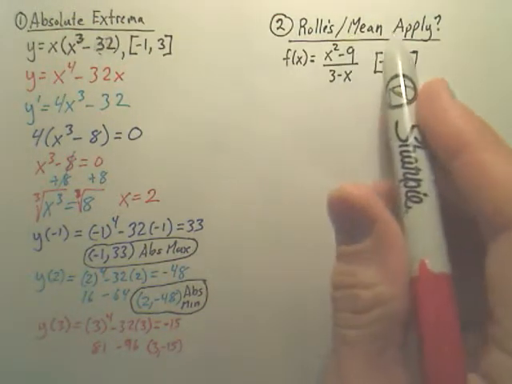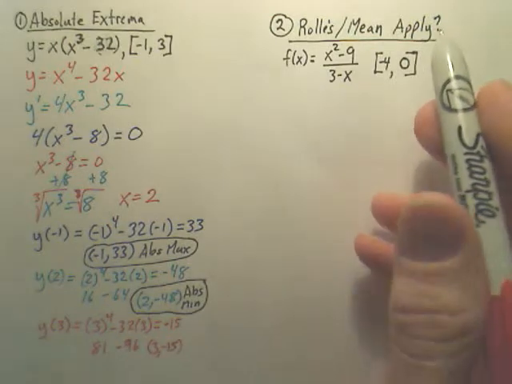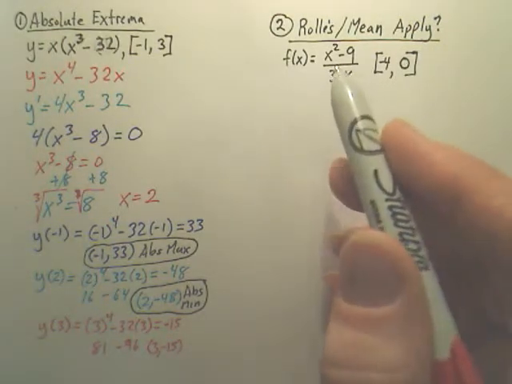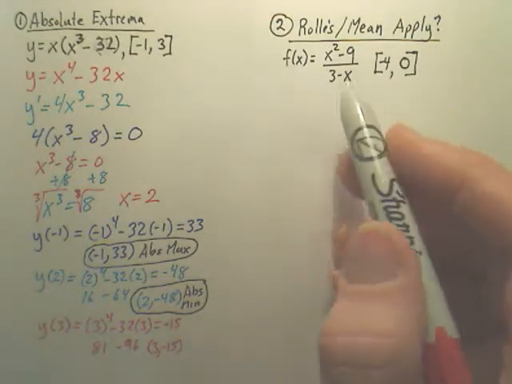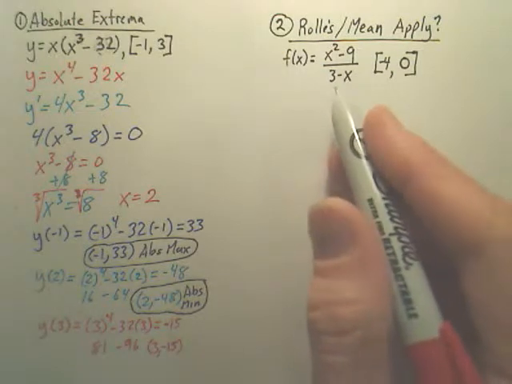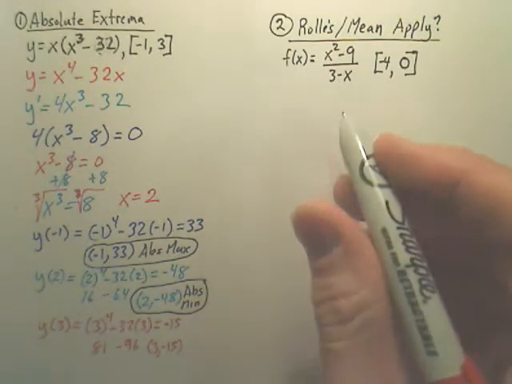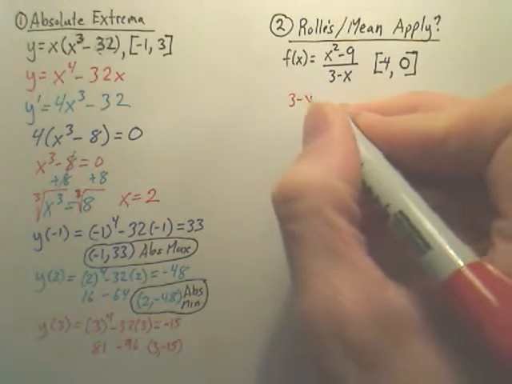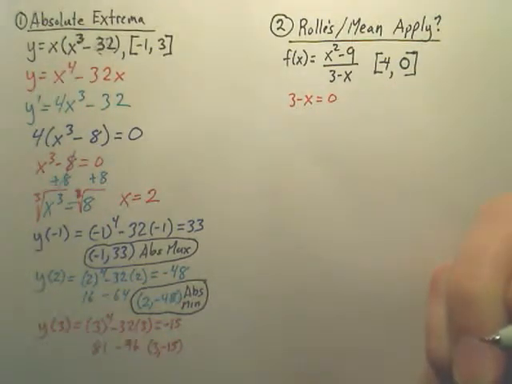Does Rolle's or the mean value theorem apply? Which one applies, if either? For the stipulations for both Rolle's and mean value, the first stipulation is: is it continuous? Well, there is a discontinuity when 3 minus x equals 0.